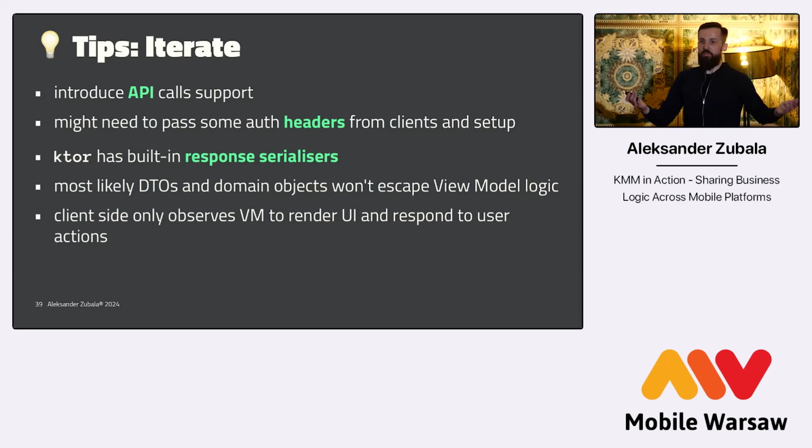So any JSON responses that you have can already be serialized to DTO objects and then to the main objects through your use cases. So your shared view models may actually do all the work, and the models won't even escape the shared code. So on the iOS and Android side, you only interact with the view models, sending intents and responding to state changes.